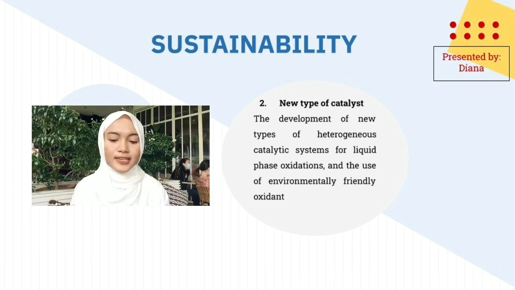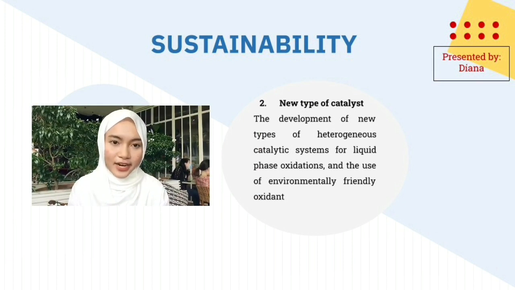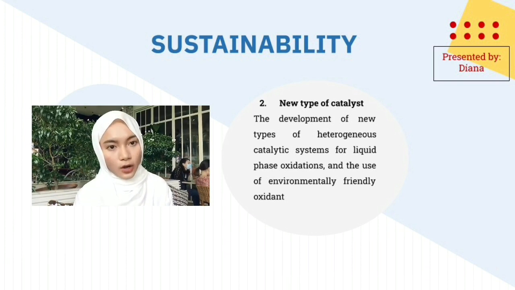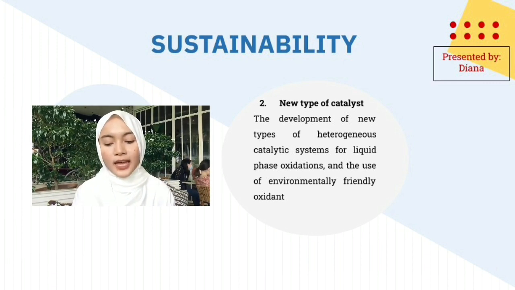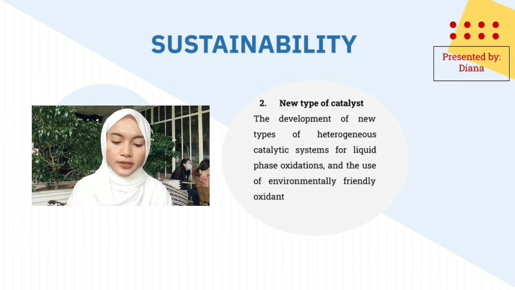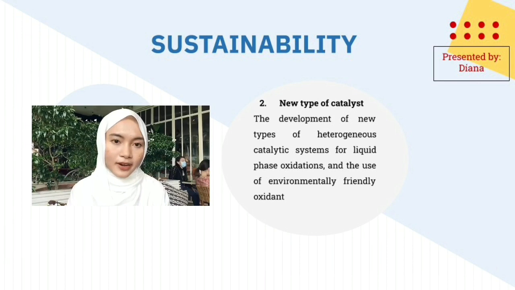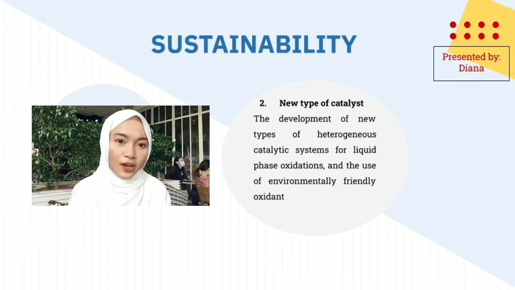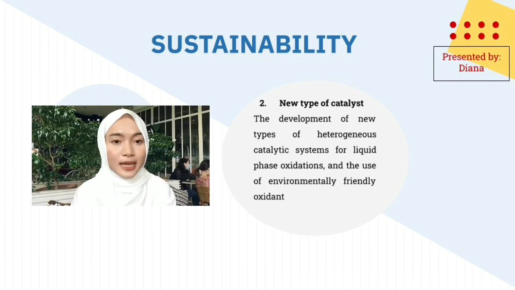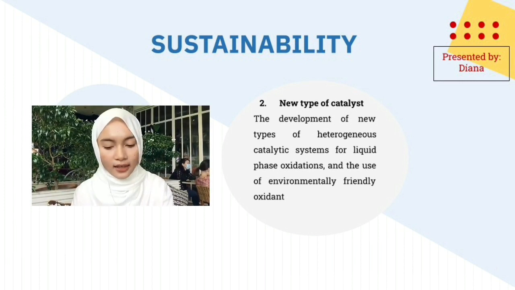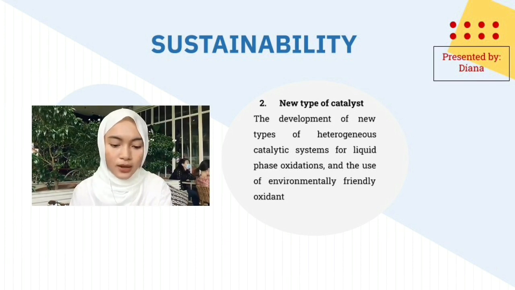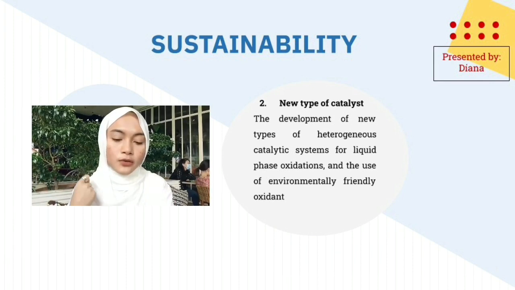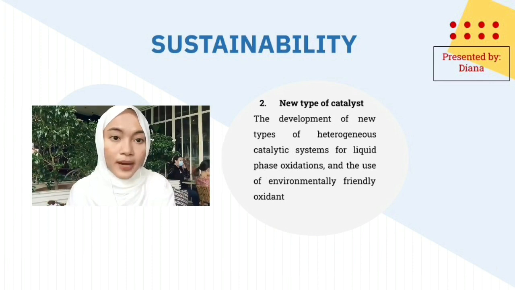Many researchers have conducted studies in making the production of phthalic anhydride sustainable in terms of its cost, efficiency, and environmental effect. They also use a new type of catalyst, the development of new types of heterogeneous catalytic systems for liquid phase oxidation and the use of an environmentally friendly oxidant. For example, they use hydrogen peroxide and air in place of hydroperoxides, which lead to the co-formation of sizable amounts of co-products. So they use a new type of catalyst to reduce the formation of byproducts.